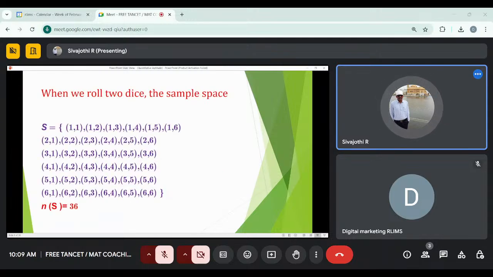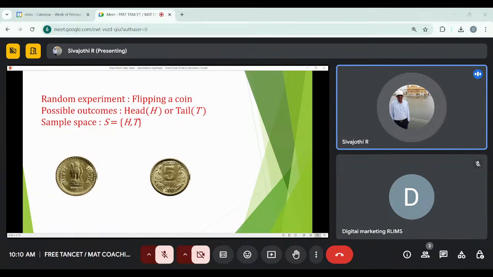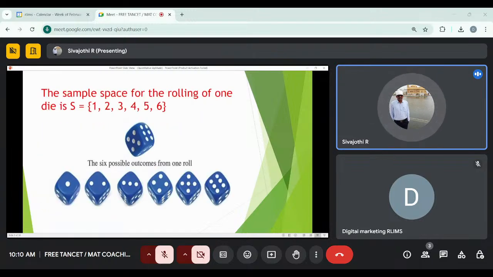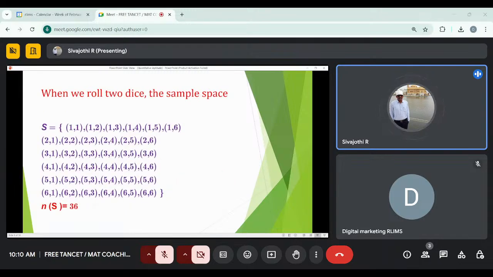So if you throw two dice, we get a sample space 1 comma 1, 1 comma 2, 1 comma 3, 1 comma 4, 1 comma 5, 1 comma 6, 2 comma 1, 2 comma 2, etc., up to 6 comma 6. So the number of elements in the sample space is 36. One die gives 6, two dice give 36, three dice give 216. The formula is 6 power 1, 6 power 2, 6 power 3, 6 power n.